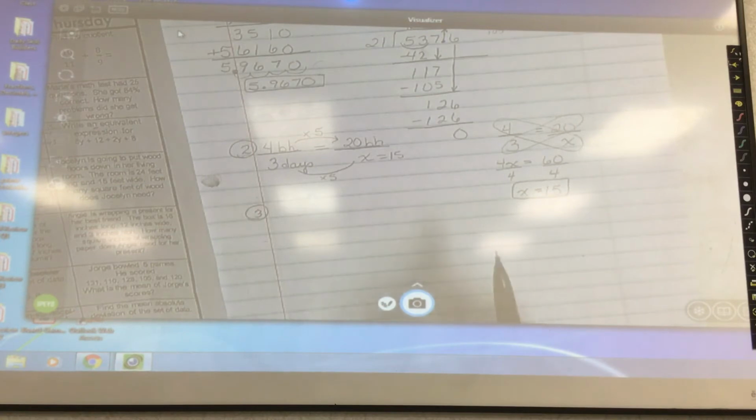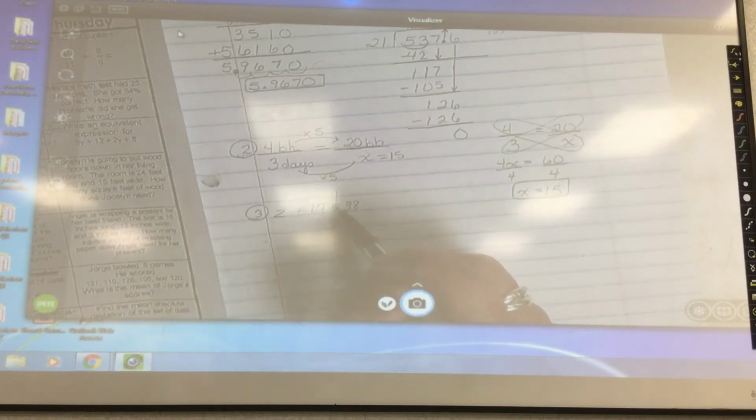Number 3 says solve for z. So I have z plus 17 equals 38. For algebra, you're going to put a line through that equal sign. What we're basically doing is making a teeter-totter. You have to equal out both sides. This is a magical line. So when something goes across that line, you do the opposite operation.